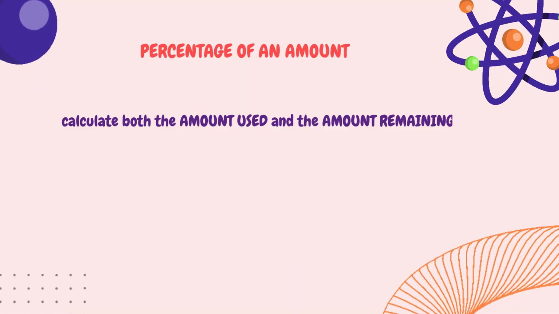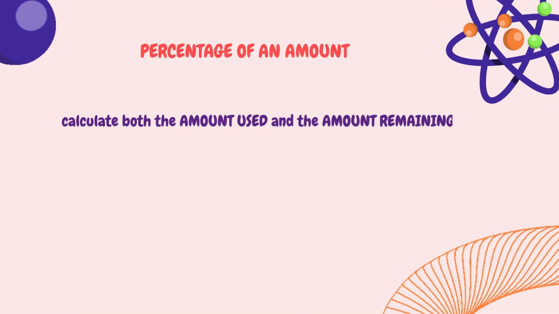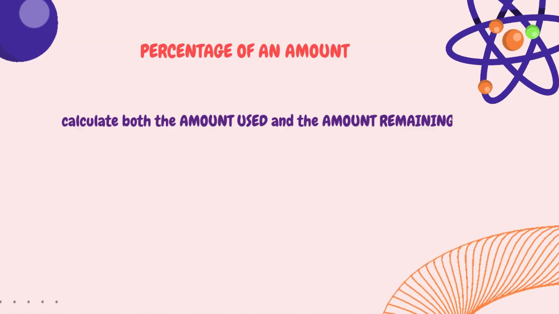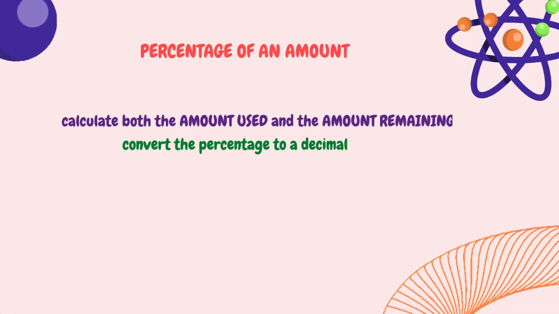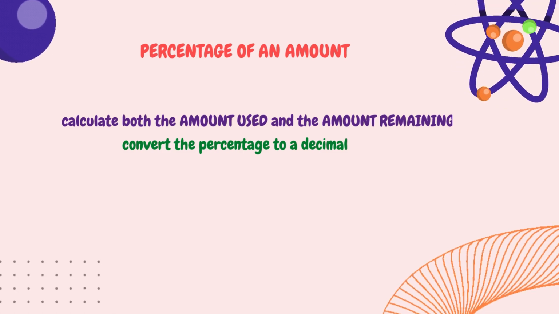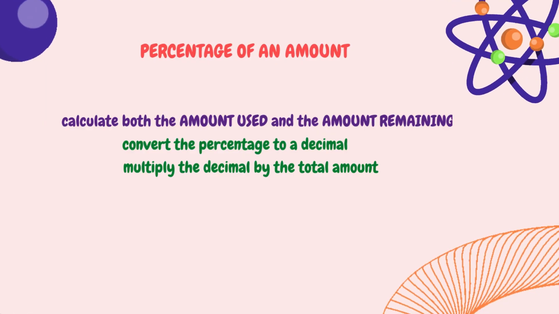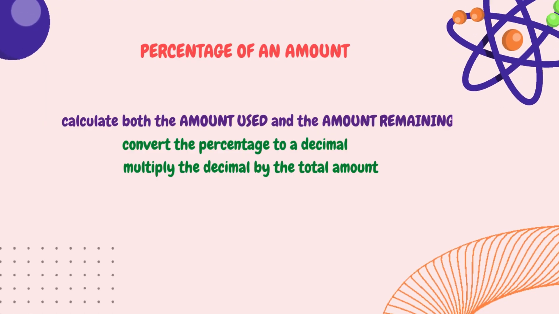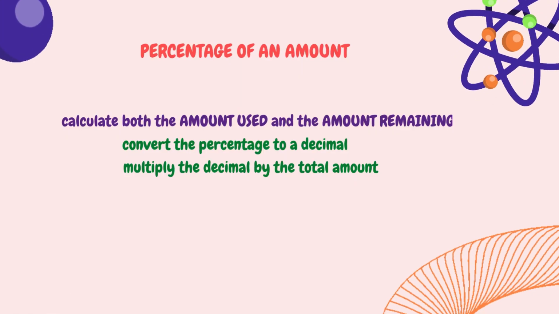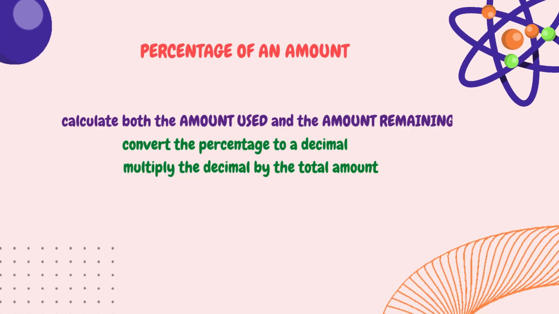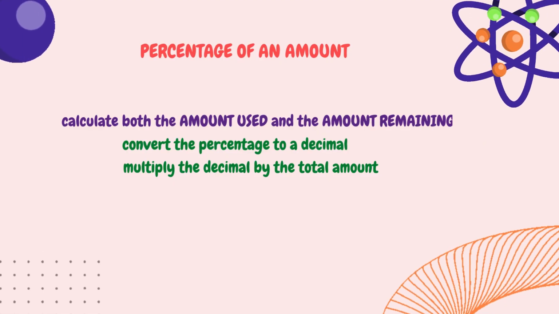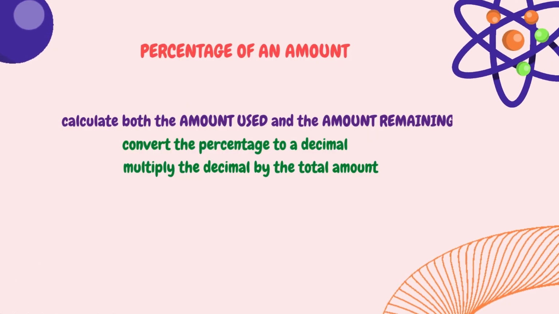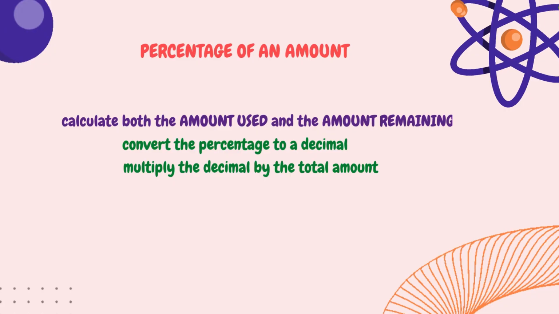To recap, the percentage of an amount can help you calculate both the amount used and the amount remaining. To find the percentage of an amount, first, convert the percentage to a decimal by dividing the percentage by 100. Then, multiply the decimal by the total amount. This gives the amount that corresponds to the given percentage. Mastering percentages means mastering real-life math, from discounts and profits to taxes and data. It's one of the simplest, yet most powerful tools in your math toolkit.